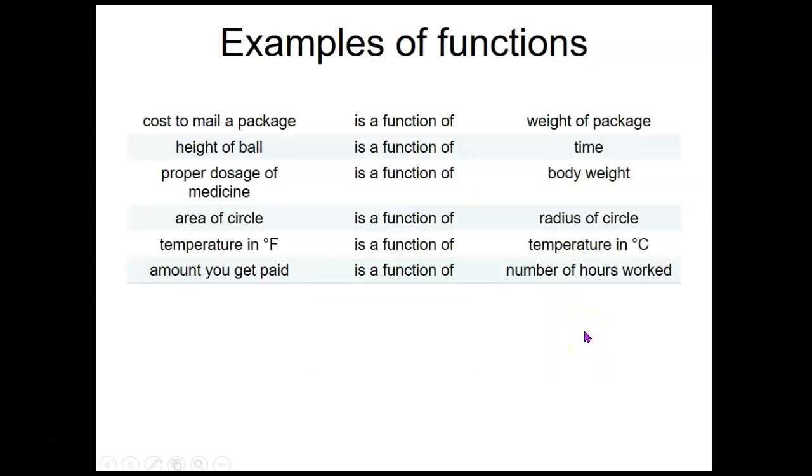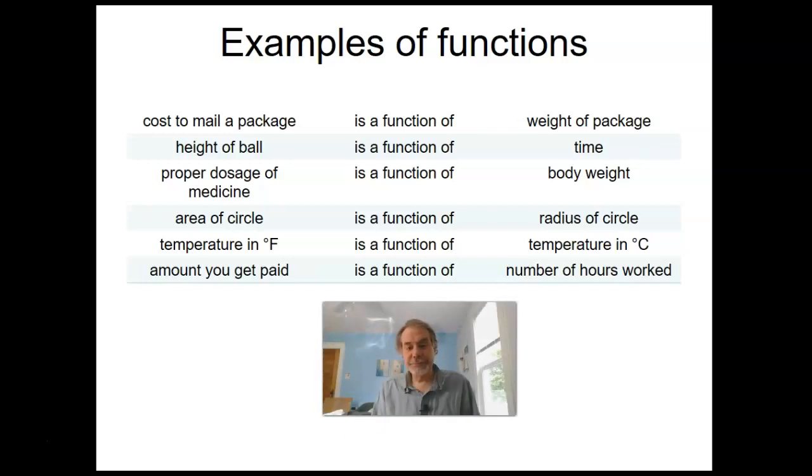One way of thinking about what a function is, is that it's a kind of relationship between two different things, two different variables, where one of those things depends on or is determined by the other. So if the value of one thing depends on the value of something else, we can say the one thing is a function of the something else. So for example, the cost to mail a package might be a function of the weight of the package.